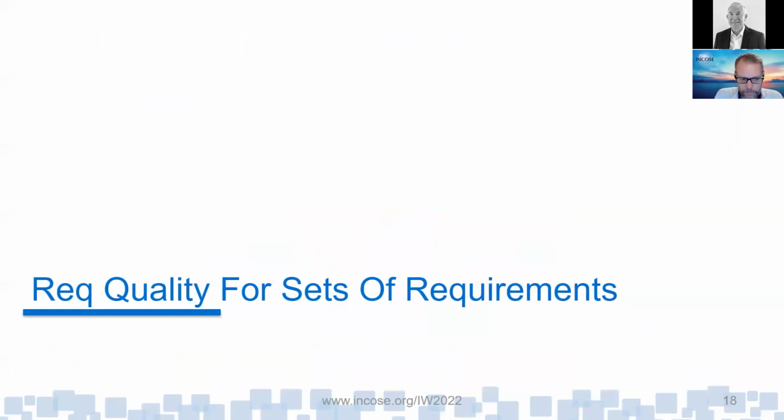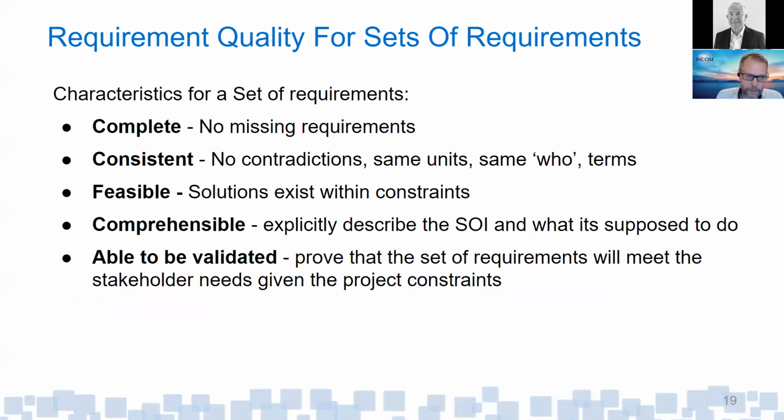So lastly, just quickly on requirement sets. If you analyze requirements in the context of the set, there we have another set of characteristics that we like to distinguish. We like to know if the set is complete, with no missing requirements. Is it consistent across the set? For example, the same subject is a good thing to start with to look at. Is it feasible? Not just each individual requirement, but the whole set. Can you come up with one solution that satisfies the entire set of requirements? Comprehensible: can you even understand what it communicates? And able to be validated?